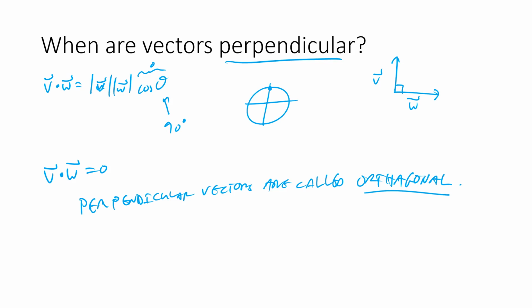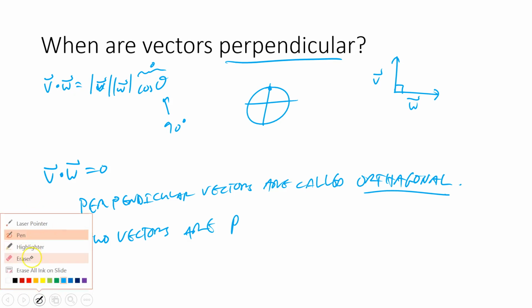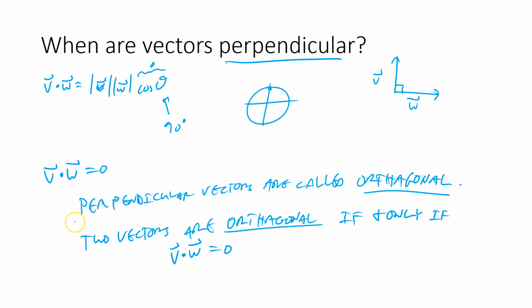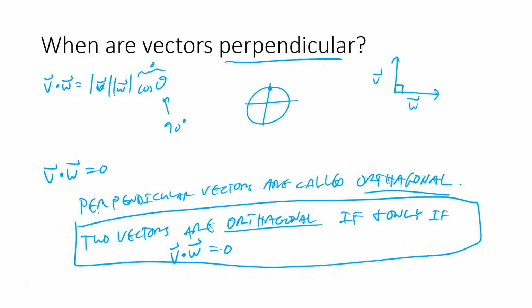So this is an if and only if. So two vectors are perpendicular, or sorry, orthogonal. I'll use our fancy word. Why not? So two vectors are orthogonal if and only if. It's an if and only if. It's a biconditional. If and only if v dot w is equal to 0. Okay, so if the dot product is 0, it guarantees that those vectors are perpendicular.